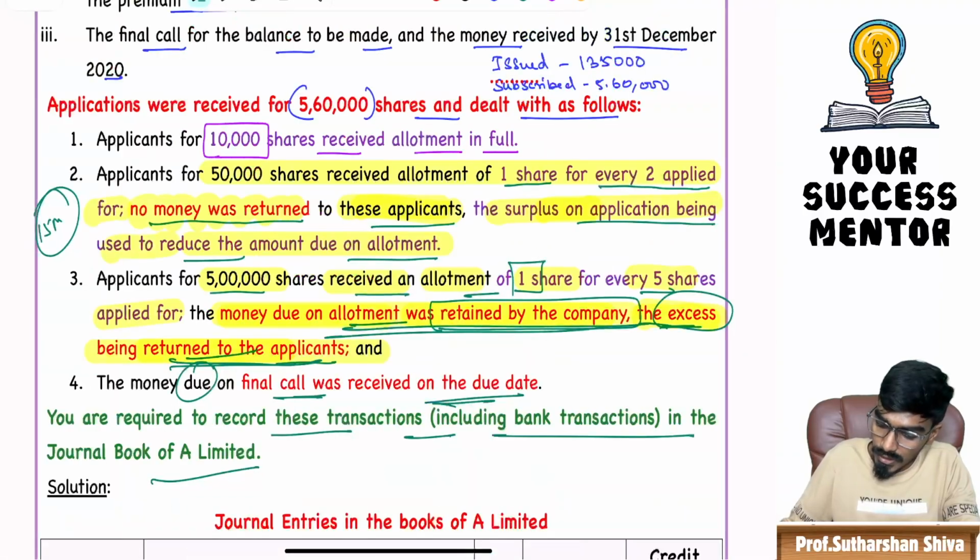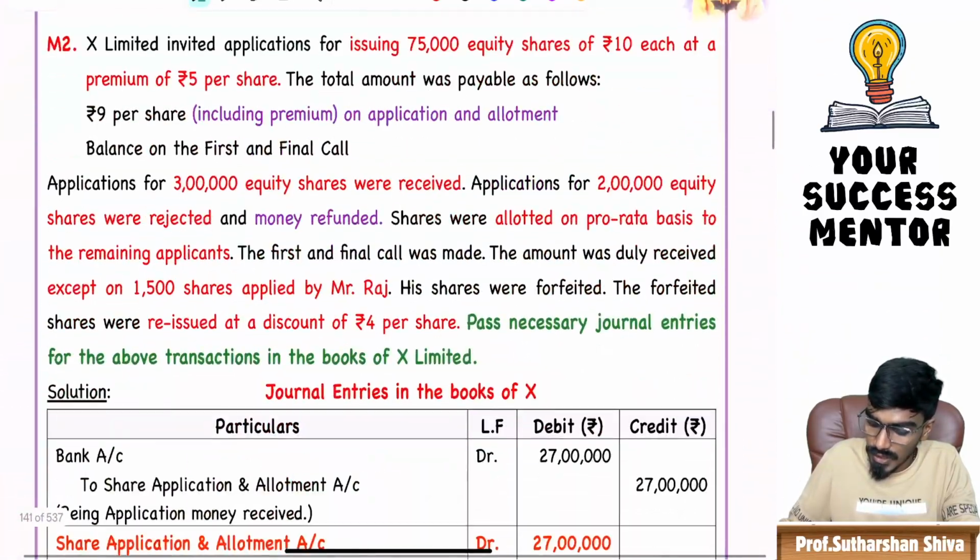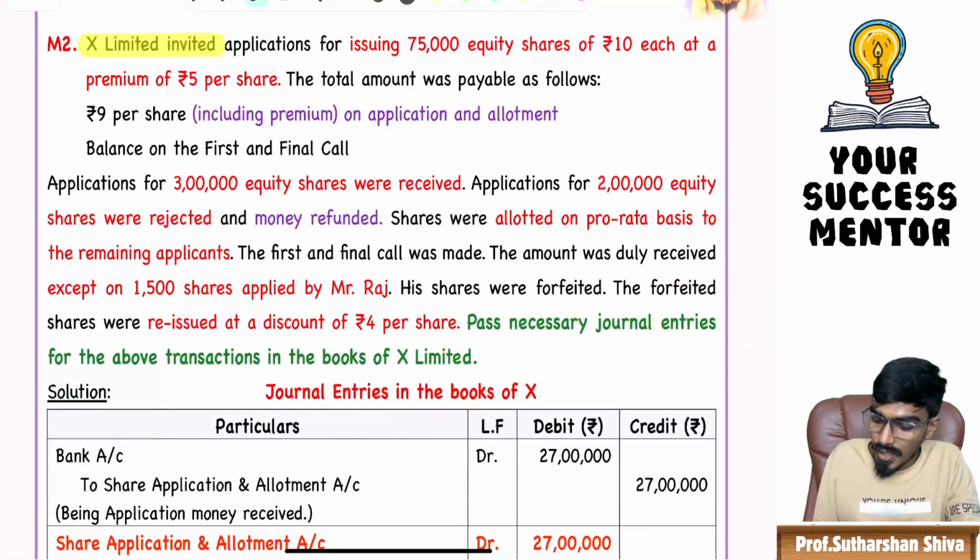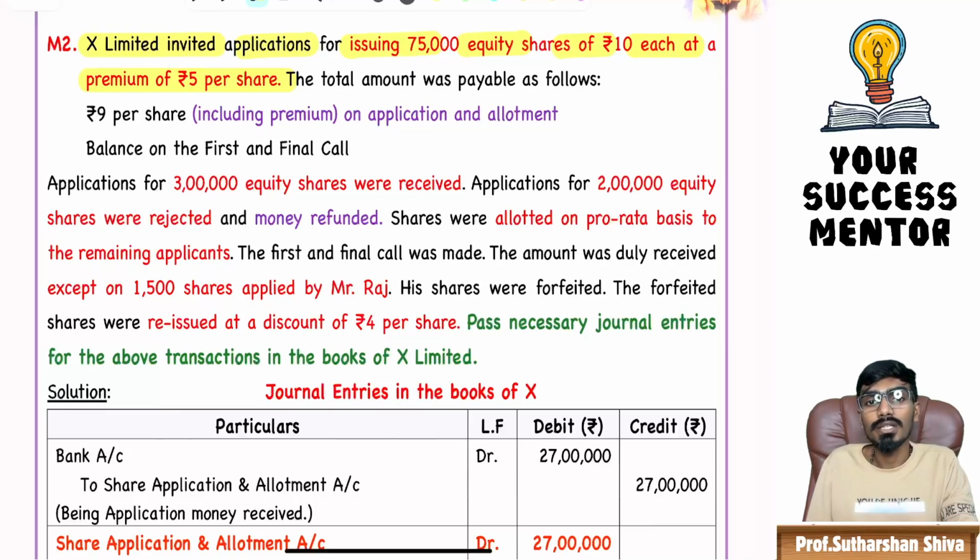Now come to the next question, which we are taking for our discussion, M2. Listen. X Limited invited applications for issuing 75,000 equity shares of rupees 10 each at a premium of 5 per share. So we came to understand that the question is at a premium. The total amount was payable as follows: 9 per share, including premium, on application and allotment. They are asking application and allotment in one go, 9 rupees. So total 14 rupees, 9 rupees has been taken. So the balance of 6 rupees will be collected on the first and final call.